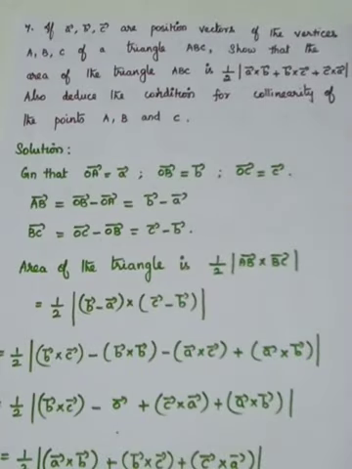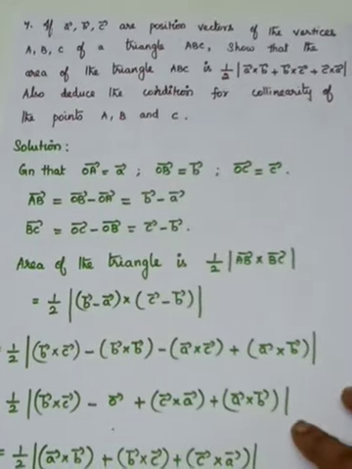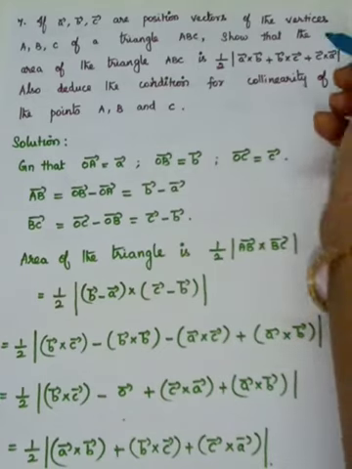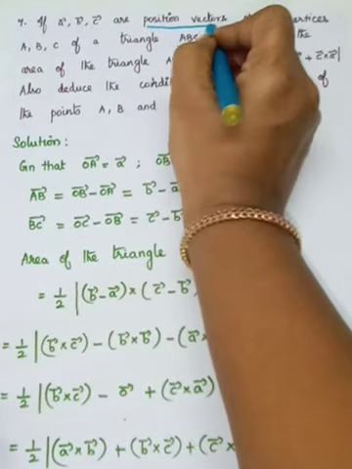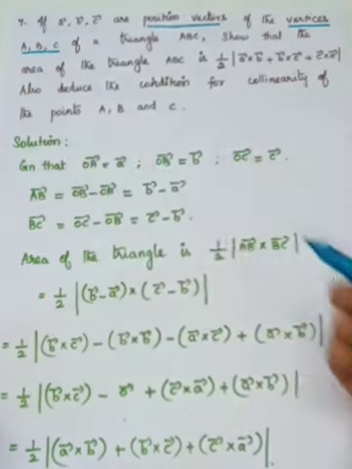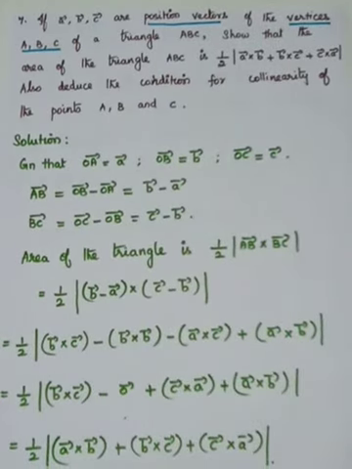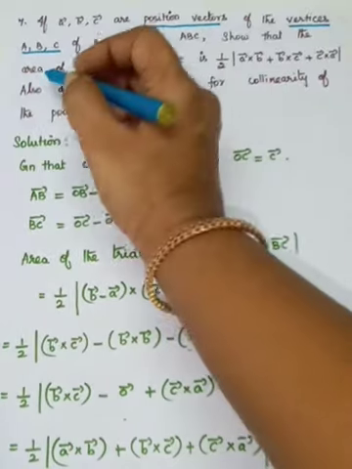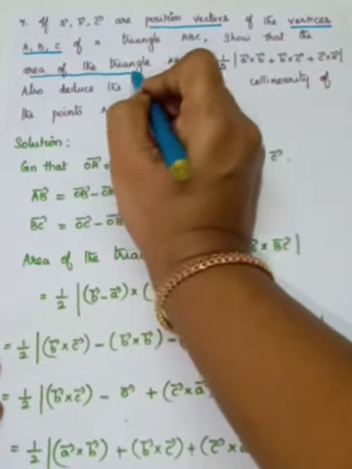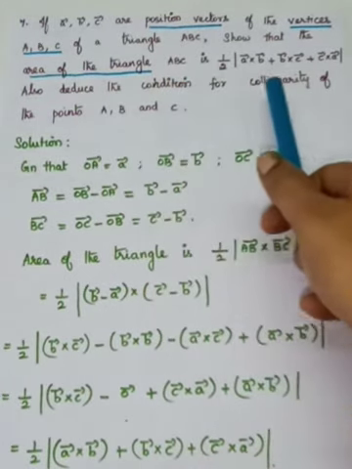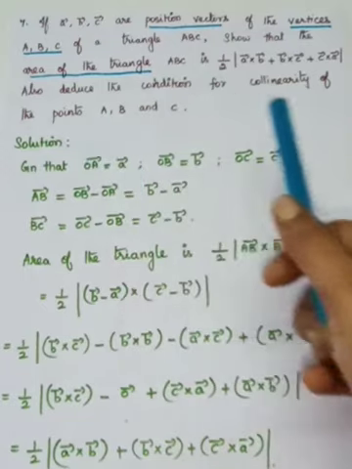And coming to problem number 7. See, if A vector, B vector, C vector are the position vectors of the vertices, what are the vertices? A, B, C of a triangle ABC. Show that the area of the triangle ABC is this one. Also deduce the condition for collinearity of the points A, B, C.